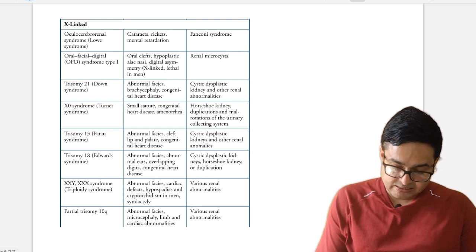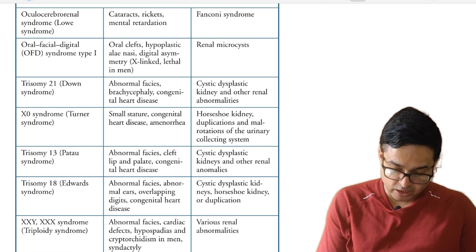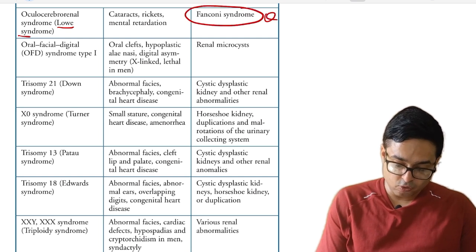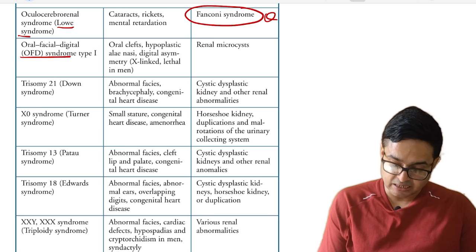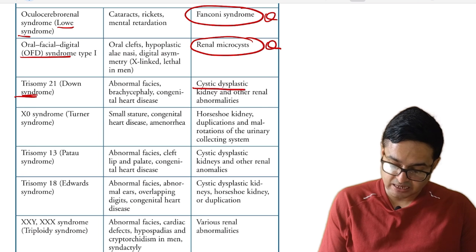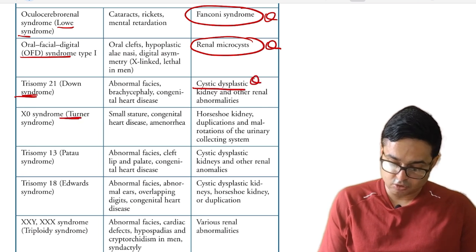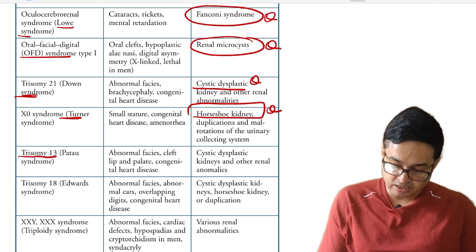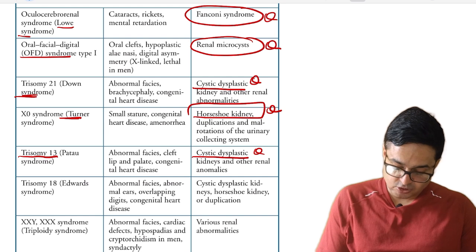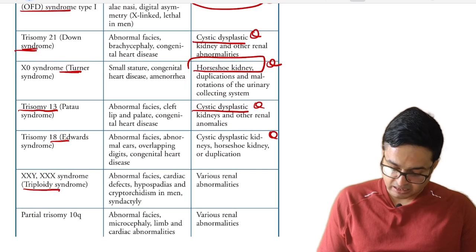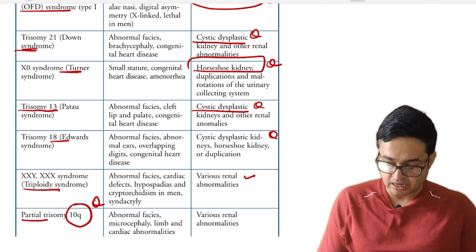Okay, X-linked, like Lowe syndrome, oculocerebrorenal syndrome: Fanconi syndrome is associated. Orofacial digital syndrome type 1: renal microcysts are involved. In Down syndrome, cystic dysplastic kidney and other issues. Turner syndrome: horseshoe kidney and other abnormalities are seen. Trisomy 13: cystic dysplastic kidneys. Trisomy 18: similar. Triploidy syndrome: renal abnormalities are there. Partial trisomy 10q is also associated with renal abnormalities.